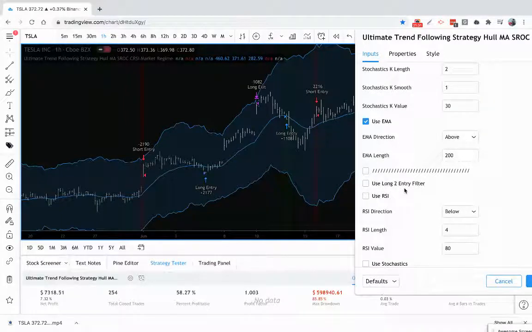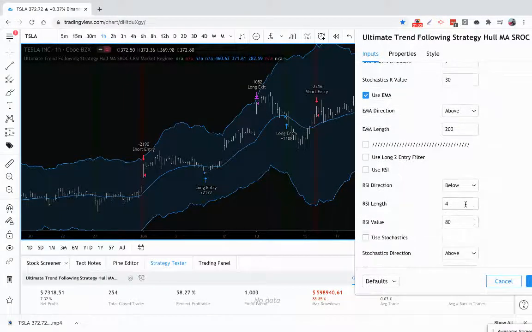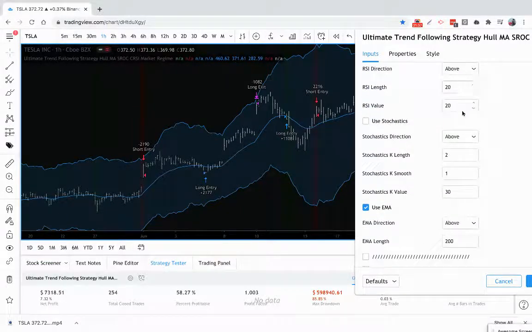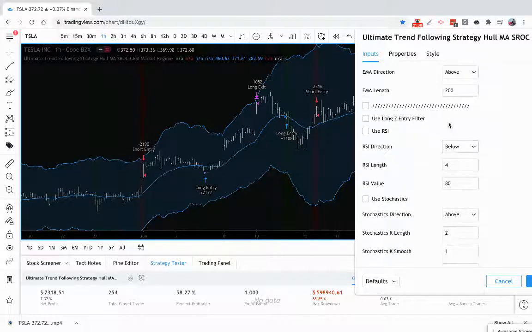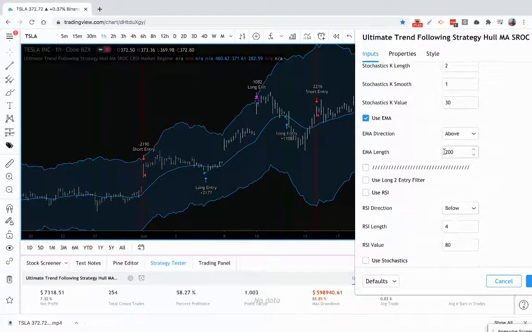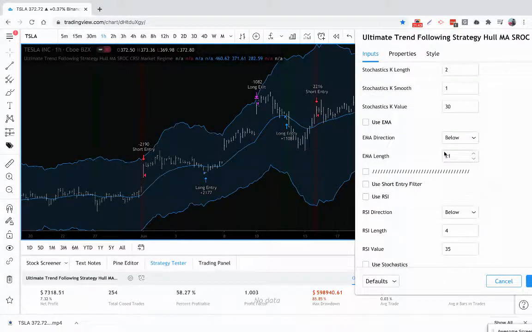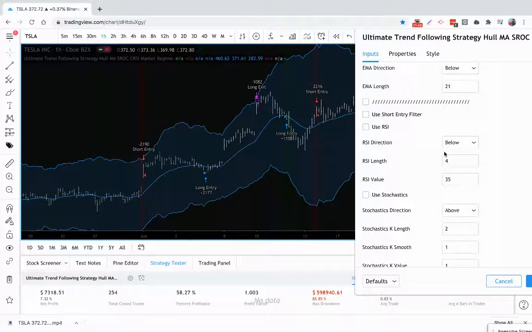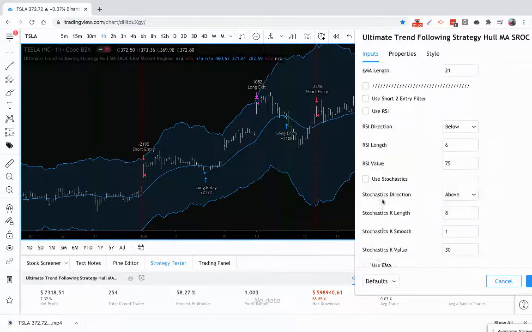So you have a second long entry filter if you want to use one maybe as a slower period, like a longer period, where this is looking at a quicker, faster period, and this is looking at a longer period. You can use them like that. Same thing with the short entry filters. They work the same exact way, except these will just filter your shorts instead of longs. You could use RSI, stochastics, or EMA.